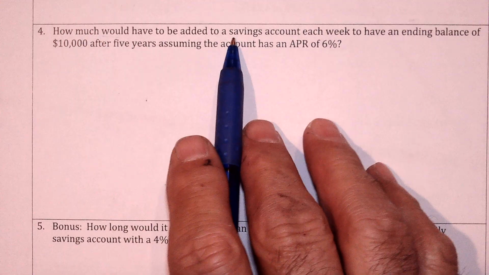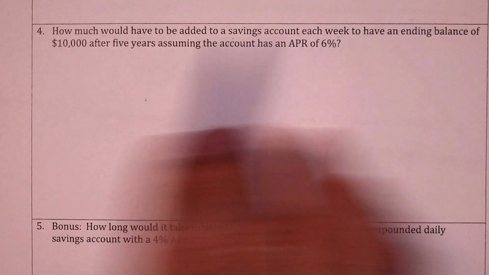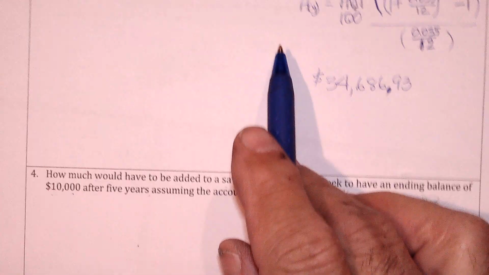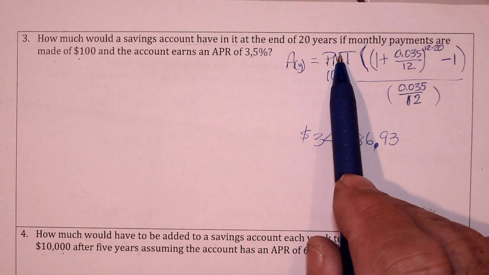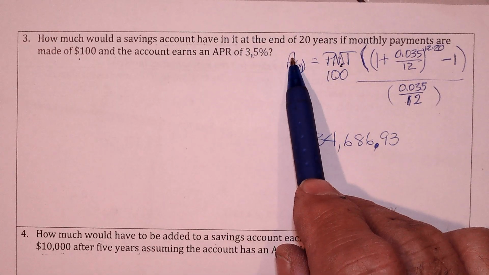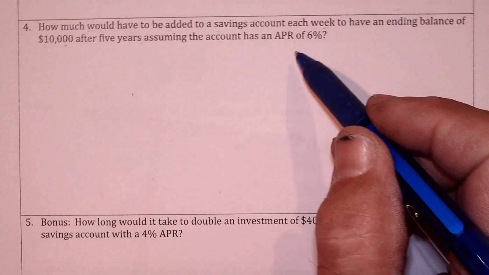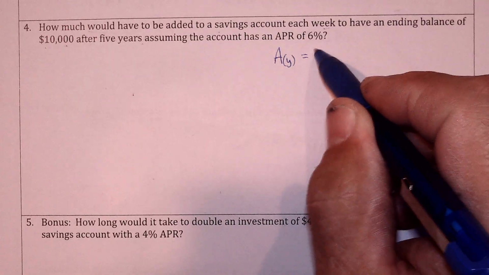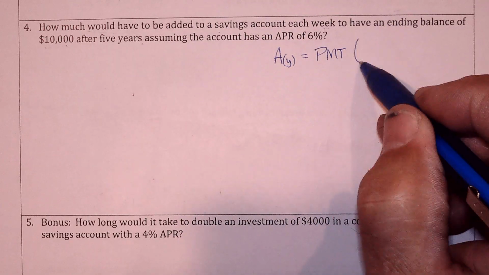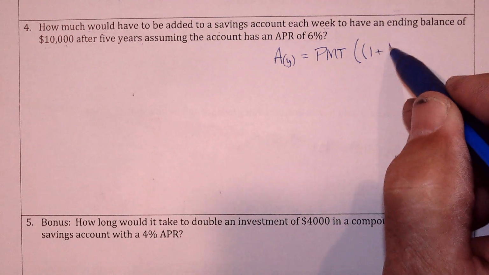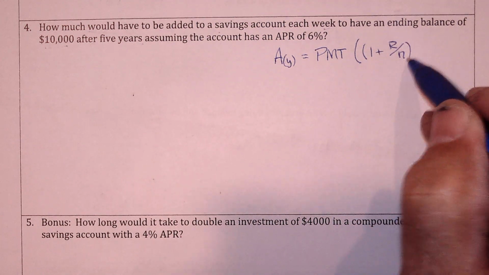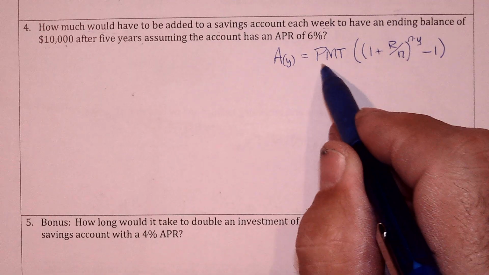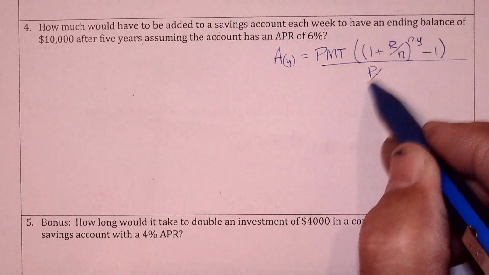Okay. So how much would you have to add to a savings account each week to have an ending balance of 10,000 after 5 years? So that's the same formula that we just did, only this time we're looking for this, knowing how much we want to end with. So I'm going to write that formula down again. That's the amount at the end of so many years is our payment, parenthesis 1 plus the rate divided by time. How many times a year? Number times a year times the number of years minus 1, close the numerator, divided by the rate divided by n.